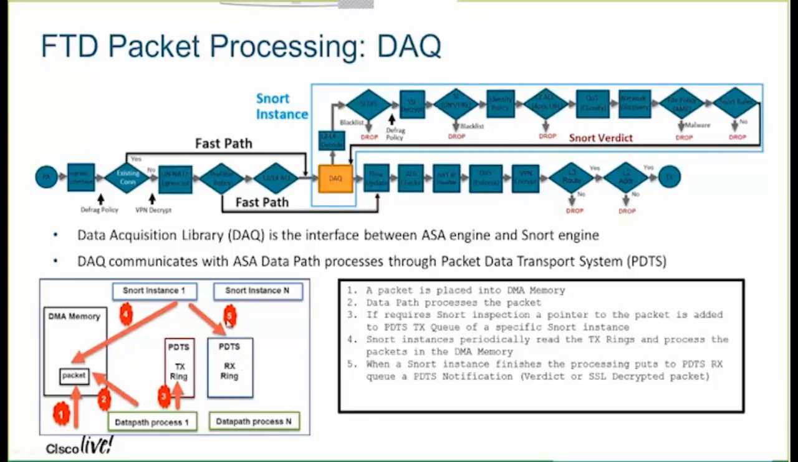Here it is not actually specifying the packet, it is more like it will just specify the verdict of that specific packet, as to whether it has to be permitted, or allowed, or if it has to be blocked. And then the data path will look into the PDTS RX ring, and depending on the verdict, it will process the traffic and then send it out through the external interface. This is what DAC basically does here.